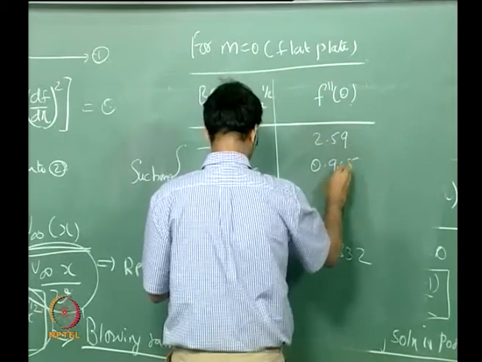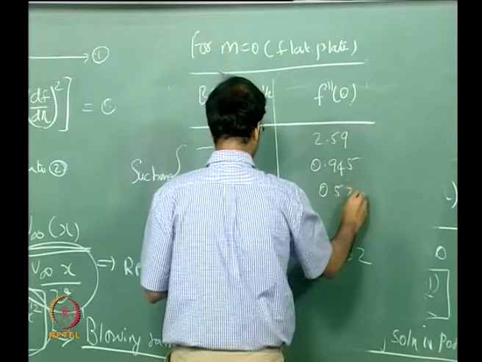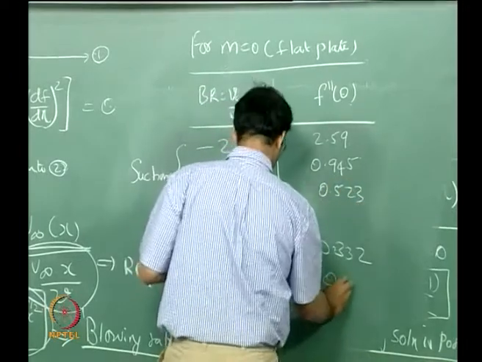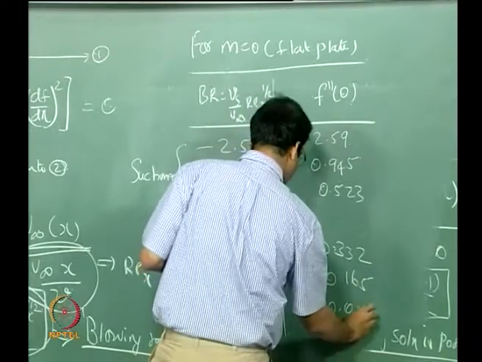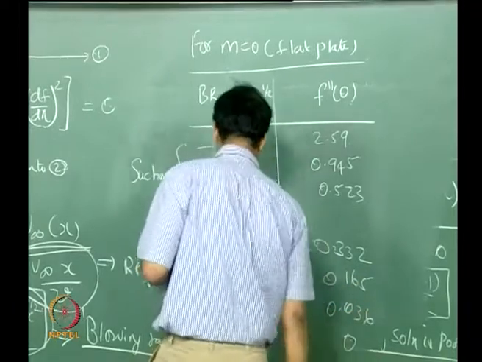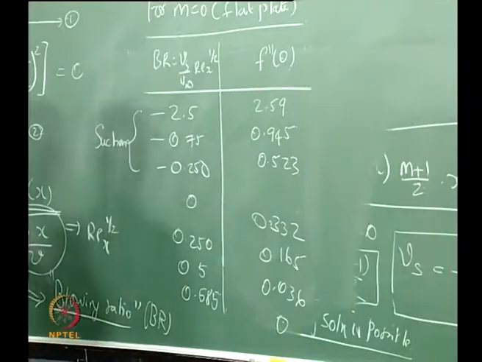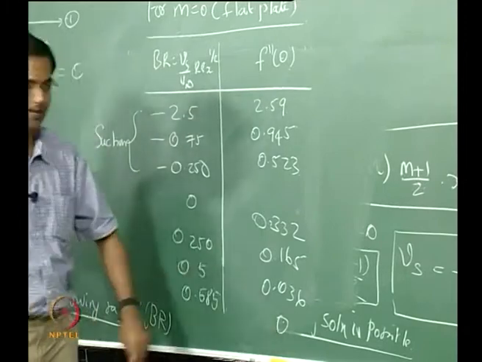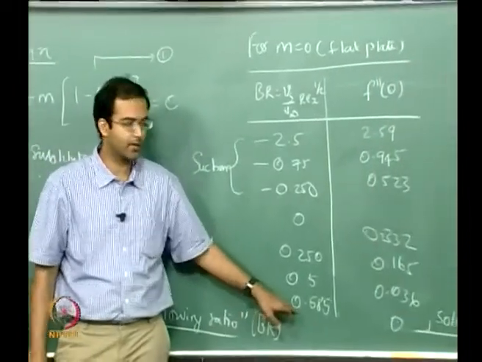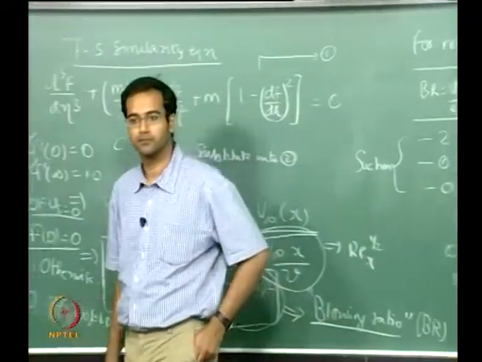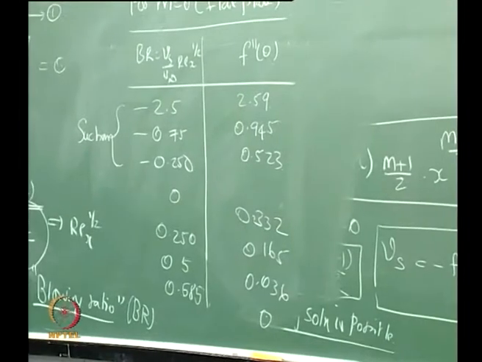0.945, 0.523, 0.165, 0.036, and finally it becomes 0, okay. So what do you think is happening here? It becomes 0 for a blowing ratio of 0.585. Flow is separating there, okay.